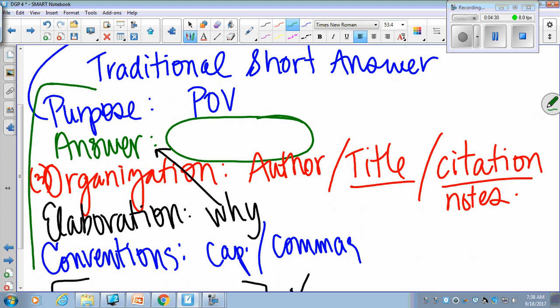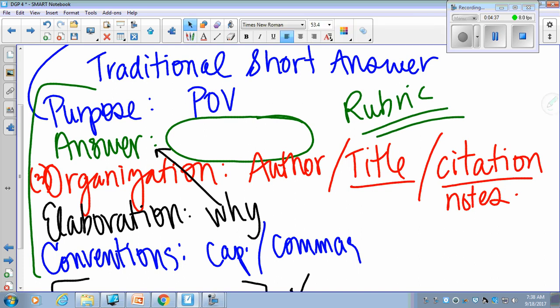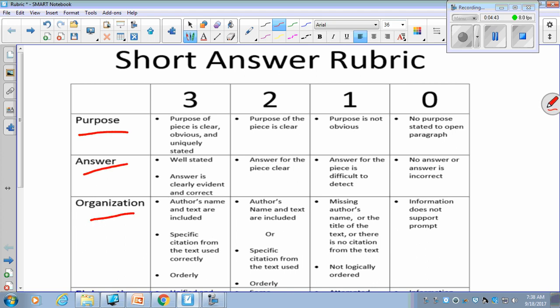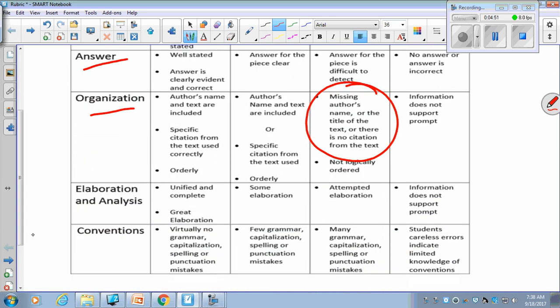You have access to a rubric. Please use that. Here it is again right there. Your purpose, your answer, the organization, and here's where I saw a lot of problems, in the organization. Your elaboration, this is your why, and conventions.